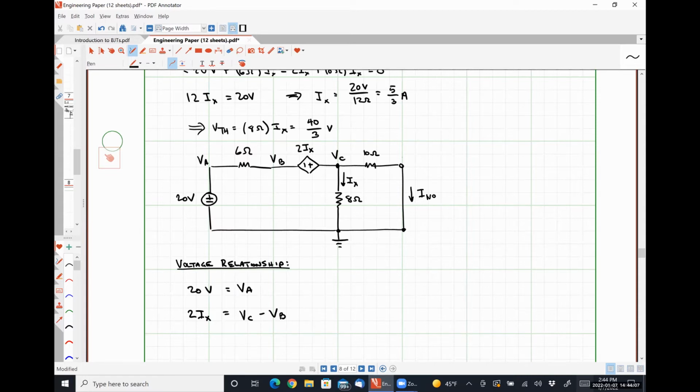We have a controlling variable equation since we have a dependent source. So I'll put that guy over here. So I need to express IX, the current flowing down through my 8 ohm resistor, in terms of my nodal voltages. Mo, how would I do that? VC over 8, that's it.